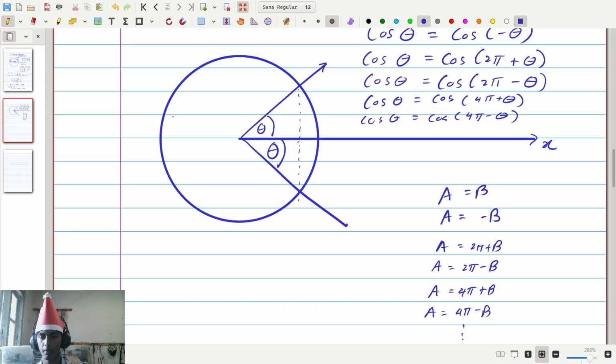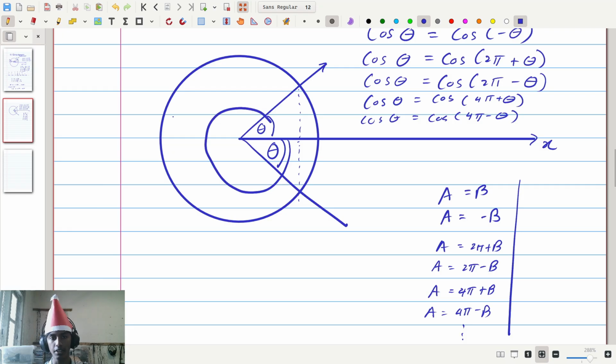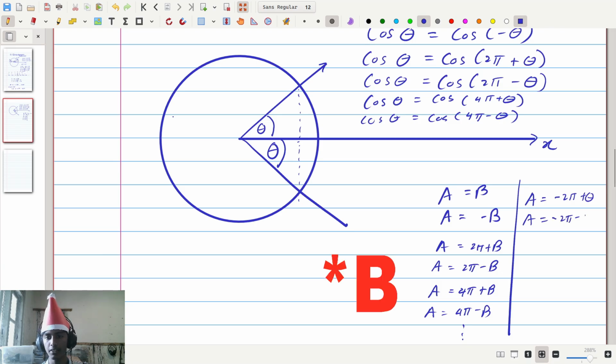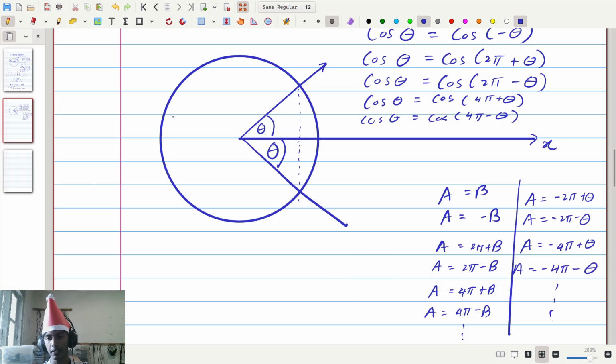Also in the negative direction, as in the clockwise direction, if we go 2 pi radians and then go a positive theta, we get the same cosine value. Similarly, if we go a negative theta, we get the same cosine value. So those are also valid solutions. A could be negative 2 pi plus theta, and A could be negative 2 pi minus theta, and similarly, if we go 2 full turns, we can also say that A is equal to negative 4 pi plus theta and also negative 4 pi minus theta, and the pattern continues so on.